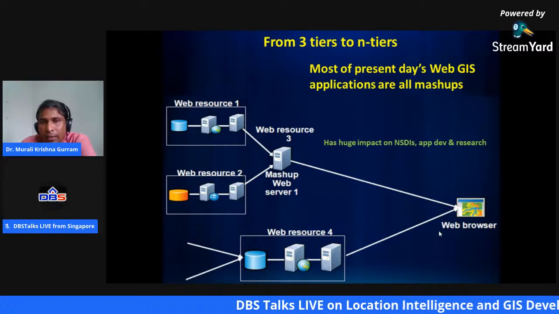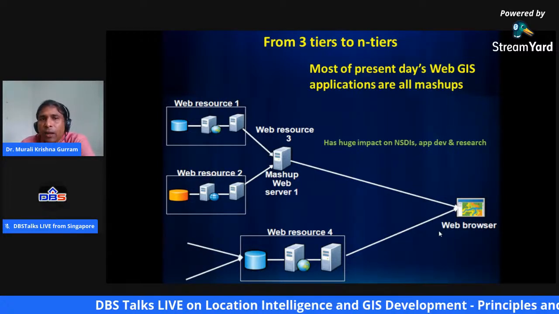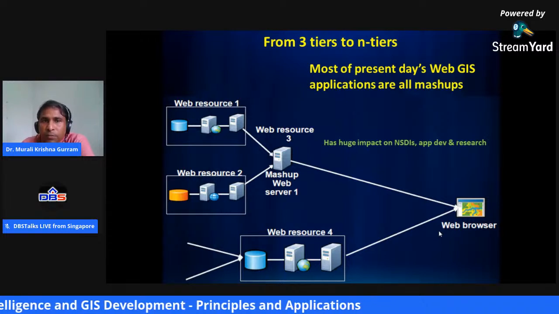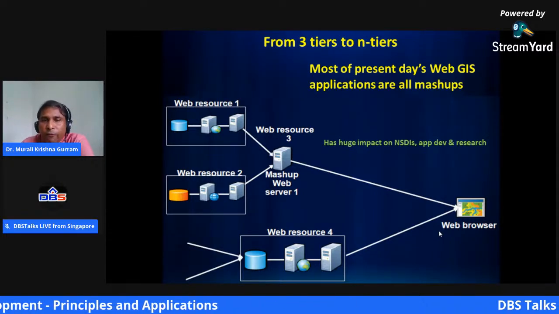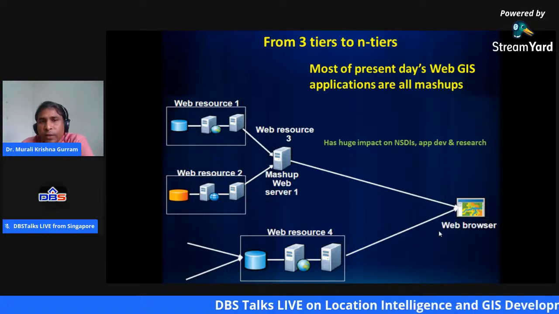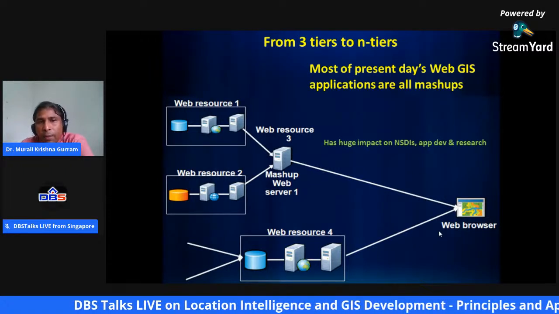Earlier, we were only talking about the three-tier. Now it became the multi-tier. I have shown you the three-tier architecture earlier. Now it is multi-tier. Here we have different web service resources, all combining together.